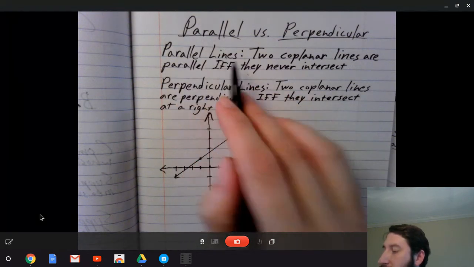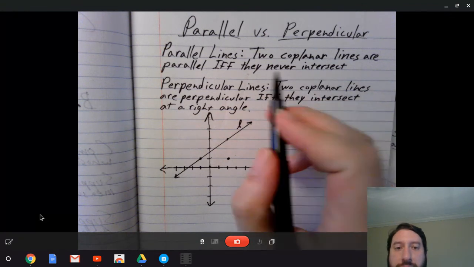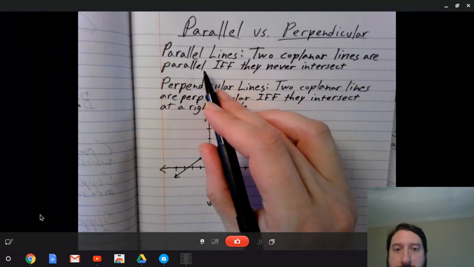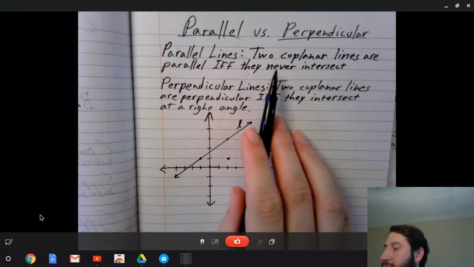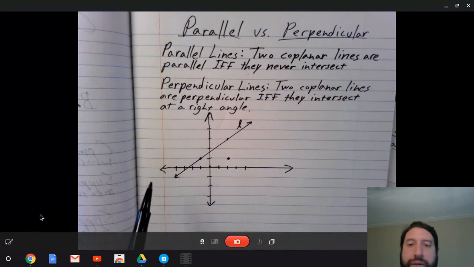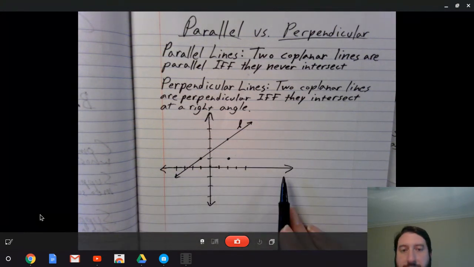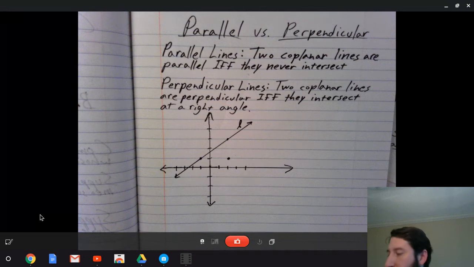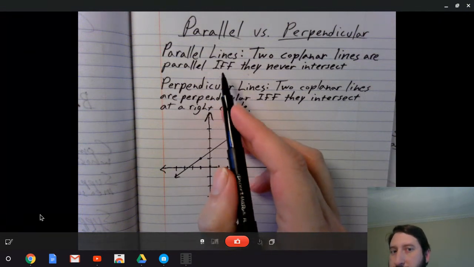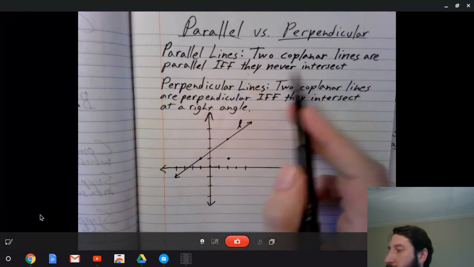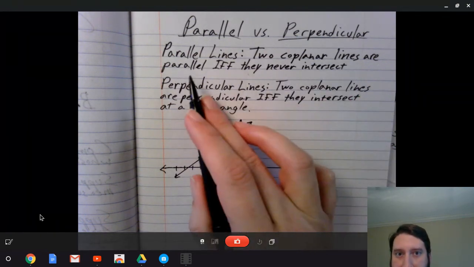So parallel lines. These are two coplanar lines, and they are parallel if and only if they never intersect. So remember, coplanar means that two lines are in the same plane. Like, okay, I've got three lines right here. These are in the same plane. These are coplanar lines. And also remember, if and only if, that's the biconditional. That means if this is true, this must be true. And if this is true, this must be true.